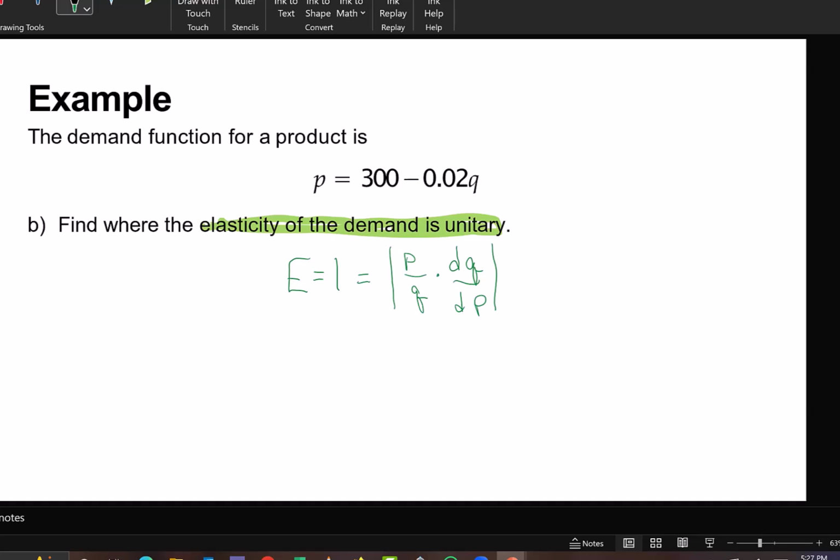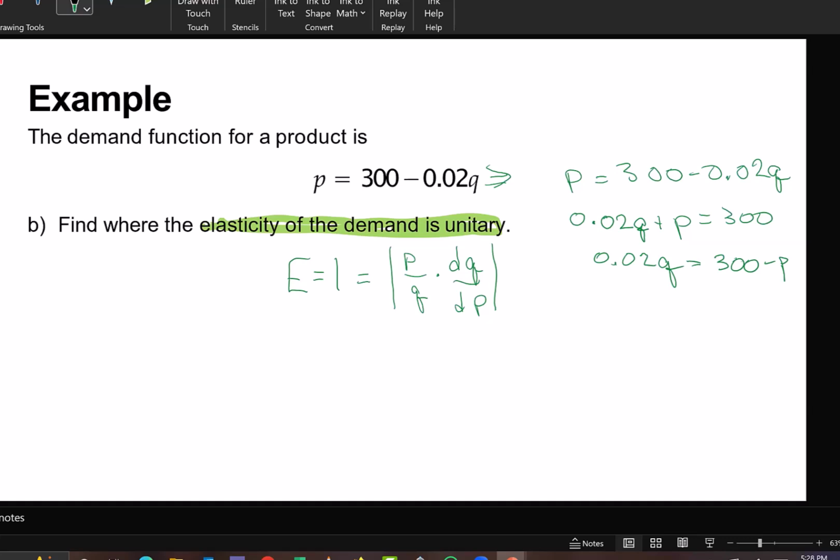Well, I don't know P or Q, but I can solve for Q. That way I'll just have one variable. So here I can solve for Q. I have P equals 300 minus 0.02Q. I'm going to add the 0.02Q, so I have 0.02Q plus P equals 300. I subtract P from both sides.